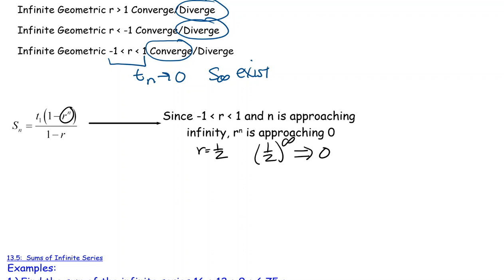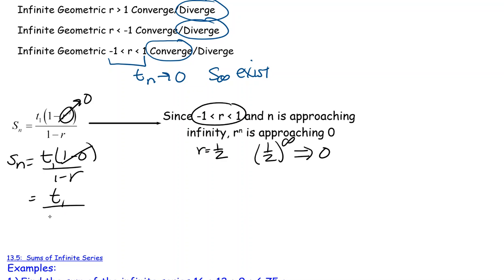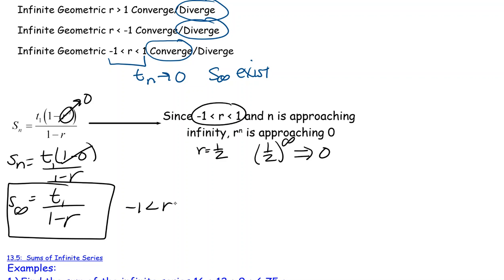I'm trying to figure out... If you plug in a half to the 500, it just tells you 0. So this term right here is going to approach 0 if r is a fraction. So what you would have next then would be t sub 1 times 1 minus 0 over 1 minus r. And 1 minus 0 is obviously just 1. So now you have t sub 1 over 1 minus r. That's how you find the sum of an infinite geometric series when r is between -1 and 1.